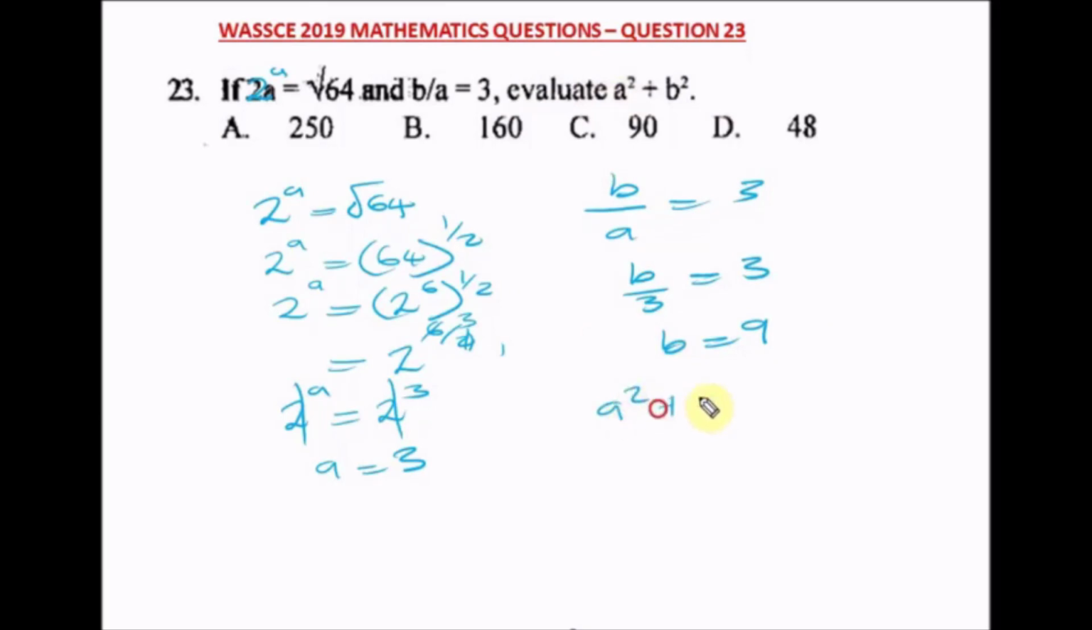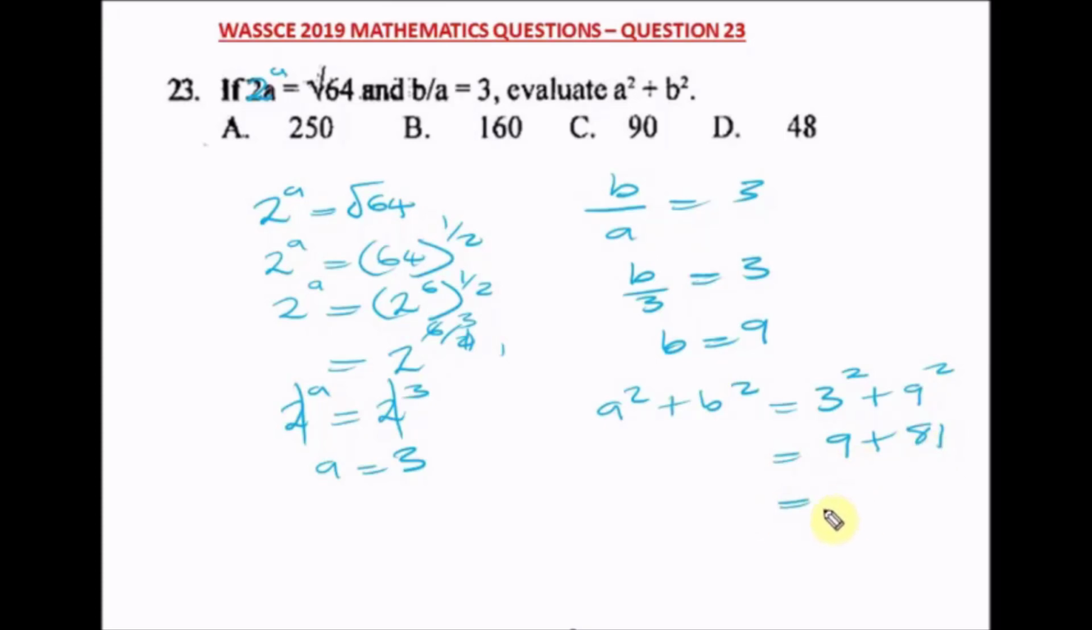So a squared plus b squared will be what? What is our a? Our a is 3. Okay, 3 raised to the power 2 plus, what is our b? Our b is 9 raised to the power 2. So what's 3 raised to the power 2? That is 9, plus what is 9 raised to the power 2? That will be 81. That's 9 times 9.